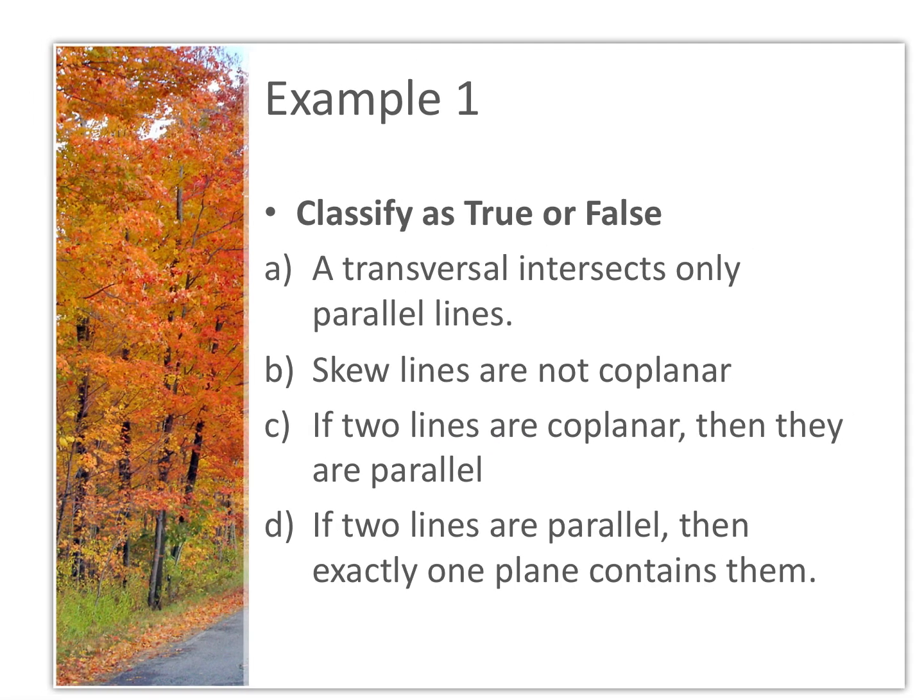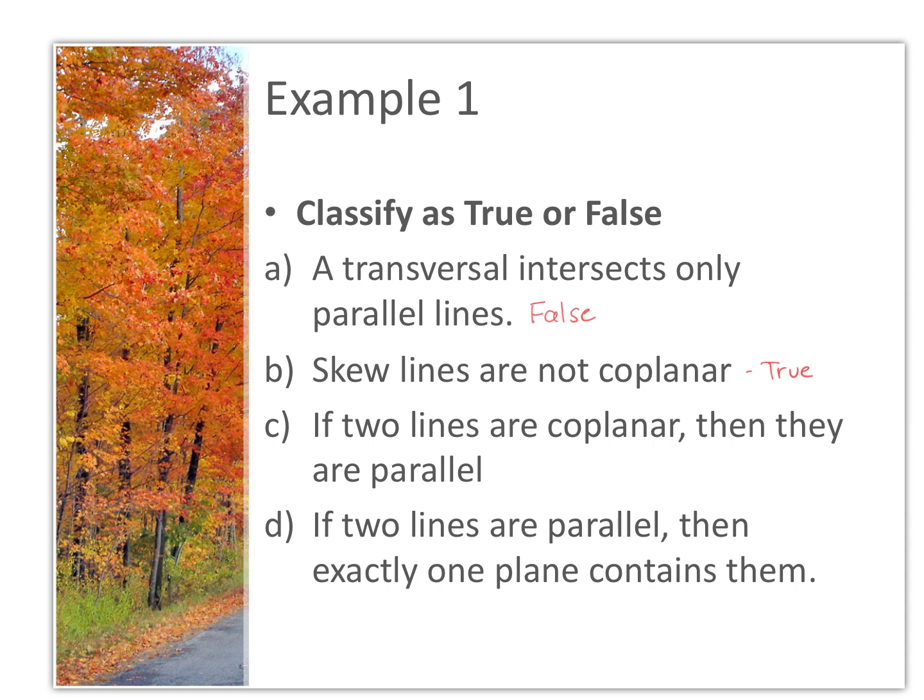So let's do some true and false questions that come from that. A transversal intersects only parallel lines. Well, you saw that lines J and K were not parallel in those last examples, so this is false. A transversal can intersect any two lines. Skew lines are not coplanar. True.